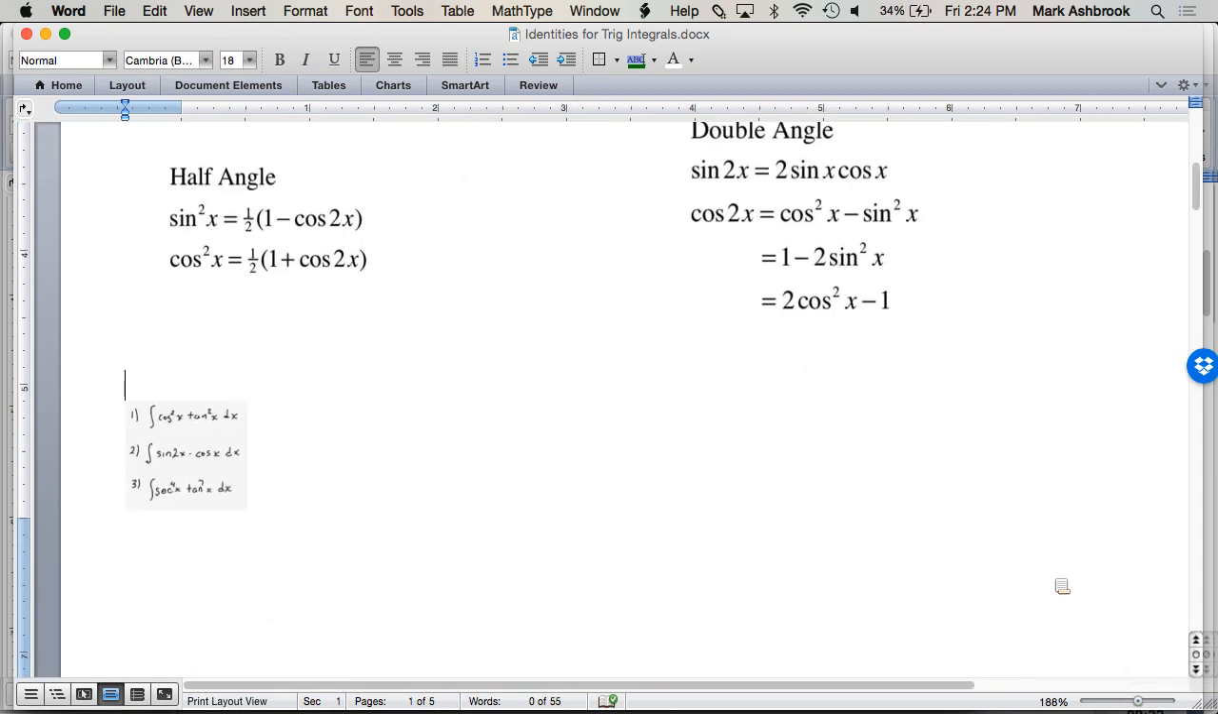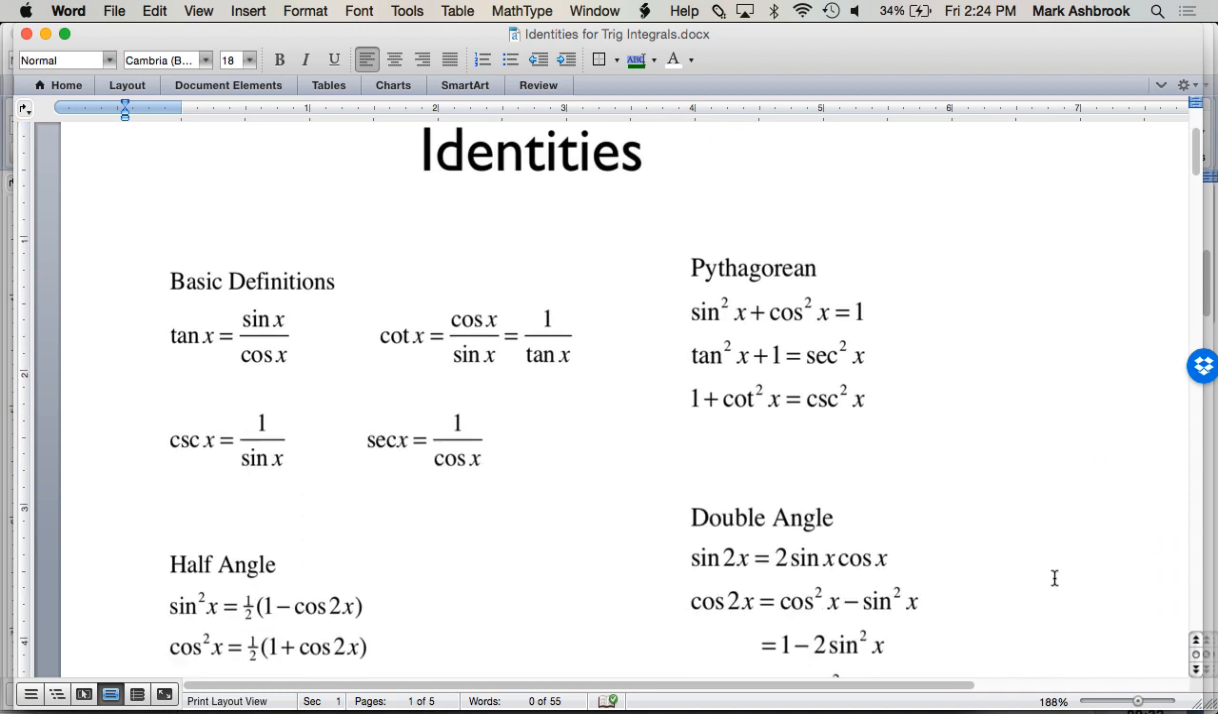What's that? Cosine squared, tangent squared. Okay, so the first one I want to do is cosine squared, tangent squared.